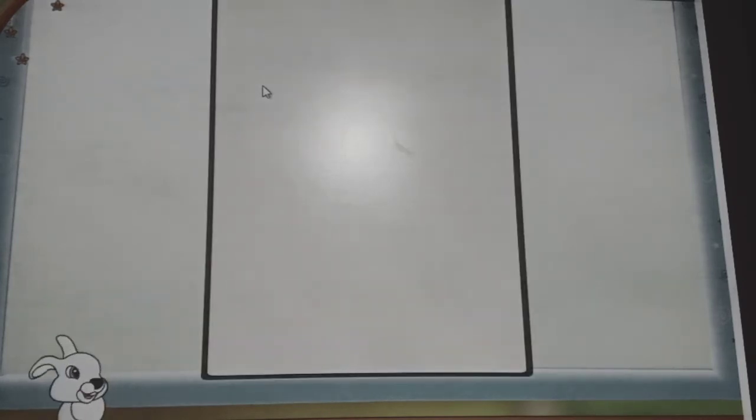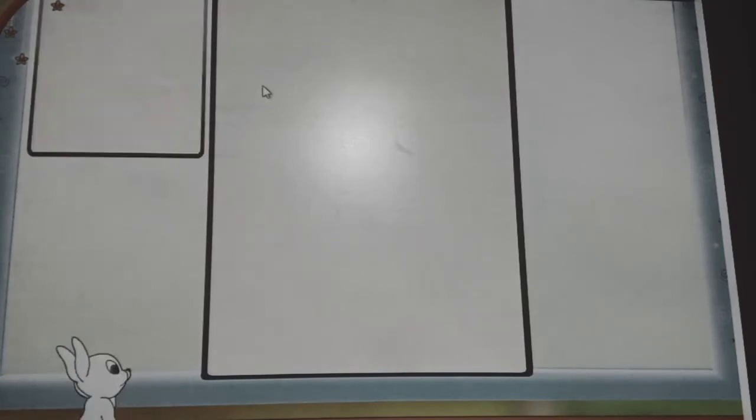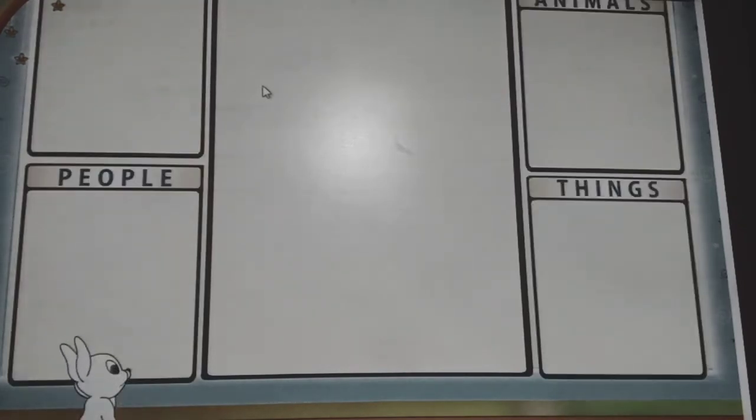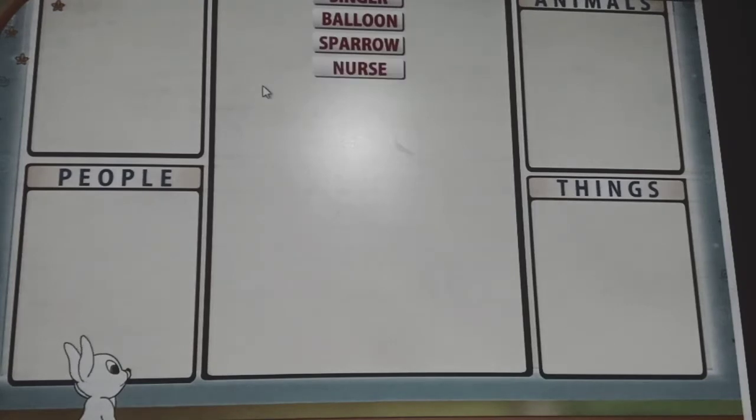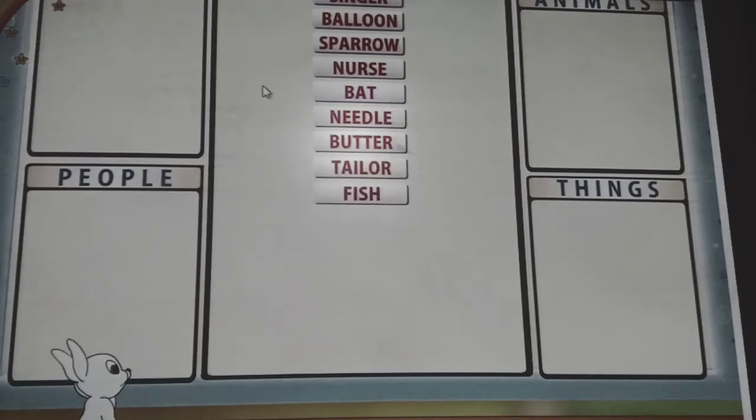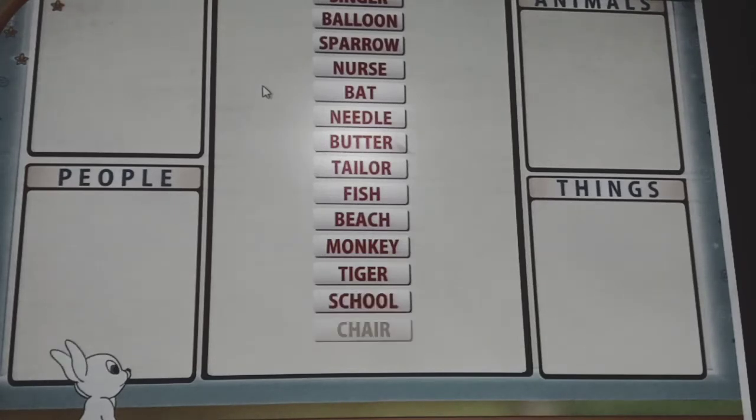Now for some fun, Rainbow. I am giving you some nouns. Put them in the correct groups. Singer, balloon, sparrow, nurse, bat, needle, butter, tailor, fish, beach, monkey, tiger, school, chair, parrot.